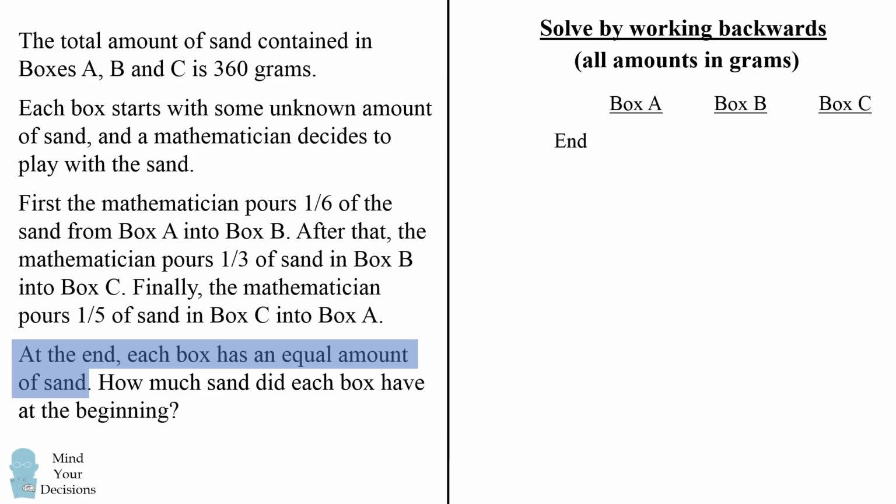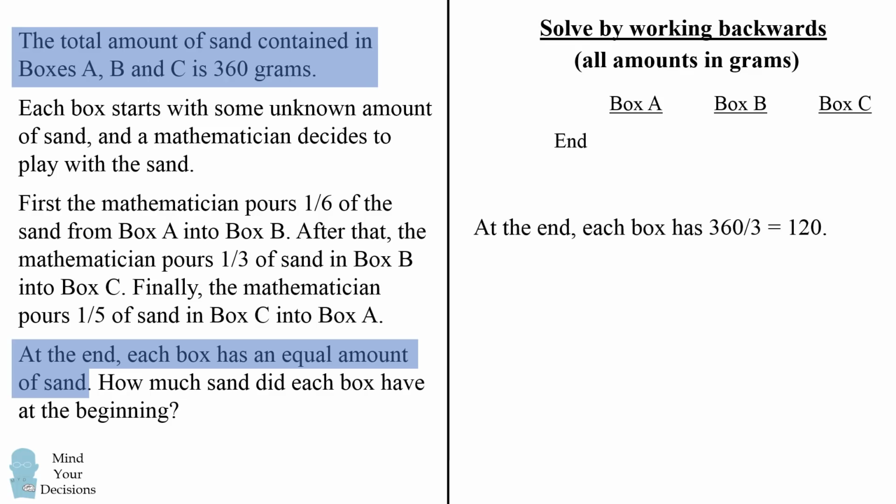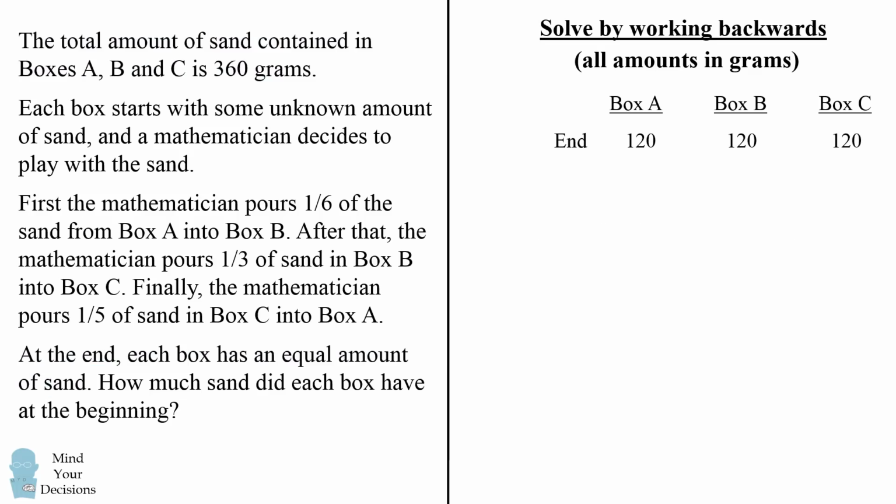The problem tells us each box has an equal amount of sand at the end, and the total amount of sand is 360 grams. So at the very end, each box has 360 divided by 3, which is 120 grams. So we can fill in these amounts in the table. Now let's go one step backwards. How much is in each box before the step where box C gets poured into box A?